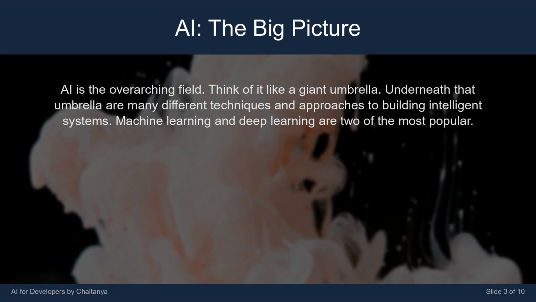AI is the overarching field. Think of it like a giant umbrella. Underneath that umbrella are many different techniques and approaches to building intelligent systems. Machine learning and deep learning are two of the most popular.